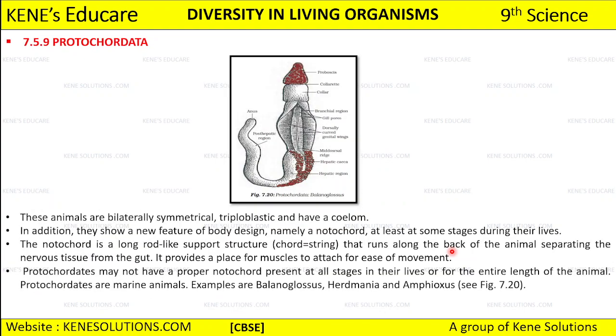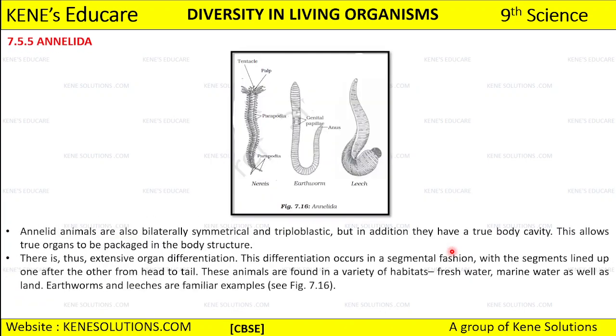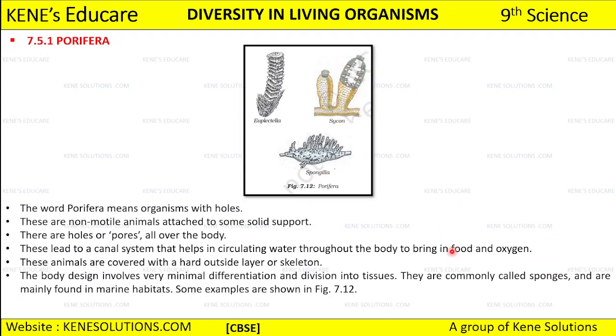Now let's start with the first phylum that comes under kingdom Animalia, that is phylum Porifera. The word Porifera means organisms with holes. So the organisms who are having holes inside their body, we call those organisms Porifera. Porifera means animals or organisms with holes in their body.